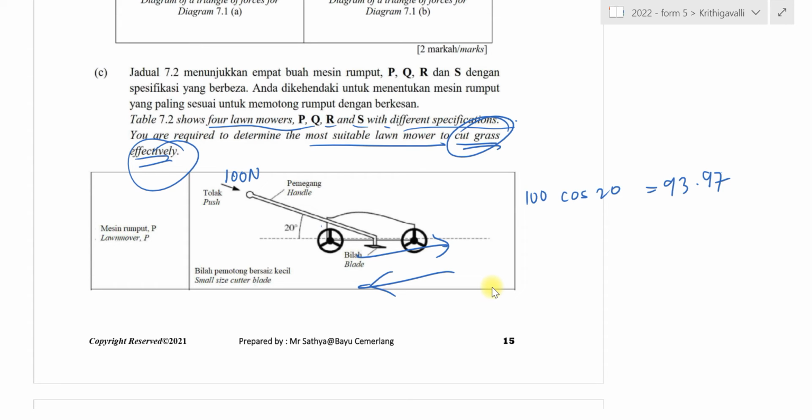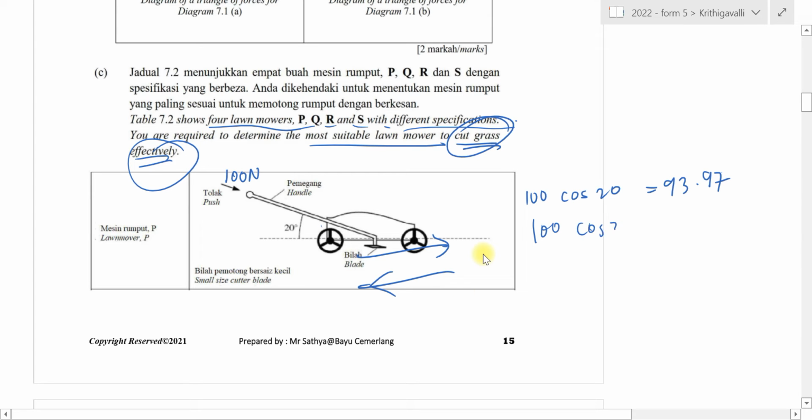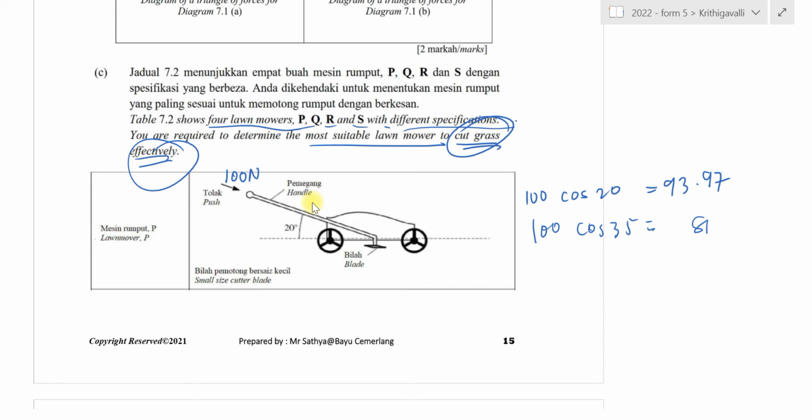My calculator problem. I also don't know, sometimes on, sometimes not. 100 cos 35, so I get 81. Something wrong. Wait. Your angle should be bigger, not smaller. Why? Because we are actually putting downward force, right? Vertical force. So we are solving for the opposite side.